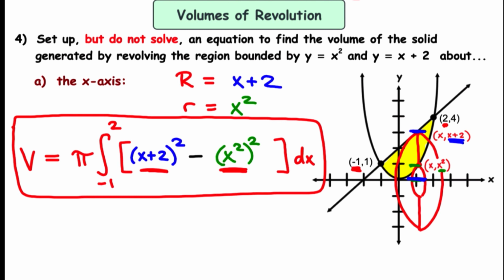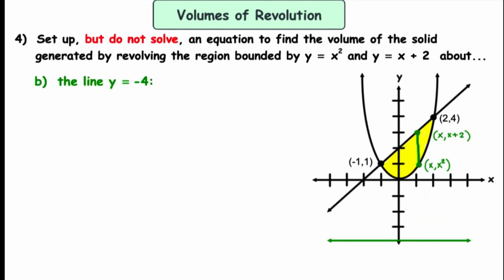Part B. Same region, but this time we're going around the line y equals negative 4, which is down there in green. Let me put one more point on that. This will be the point x comma negative 4. And obviously, we have no direct physical contact with that, so it's going to be another washer method problem.